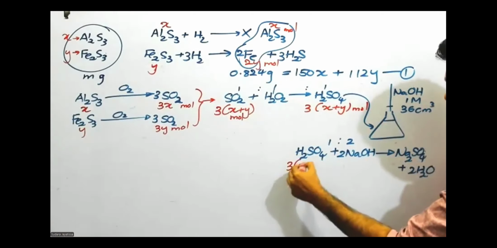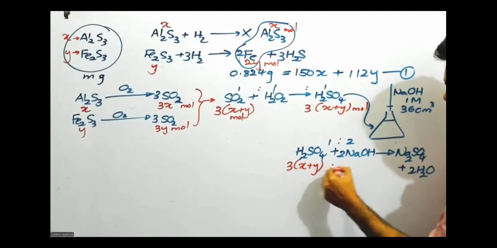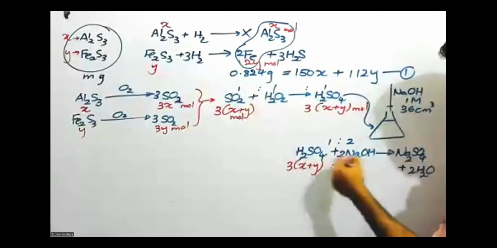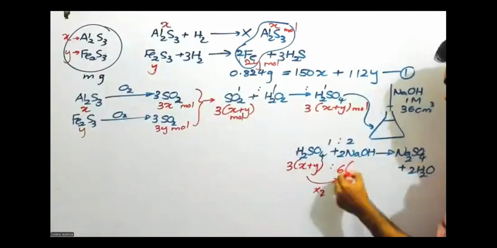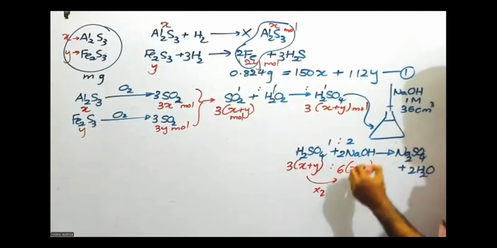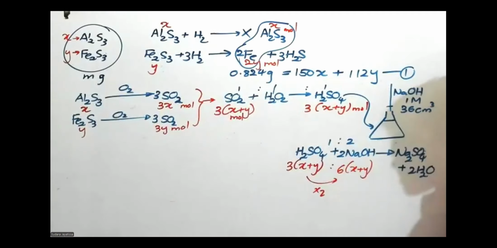In other words, we can say like this too. This is 3 times (x plus y). Then our sodium hydroxide should be what? 2 times that, no? That means 6 times (x plus y), which is equal to this number of moles. Okay, so now our second equation will be, let's simplify. Let's write that second equation.